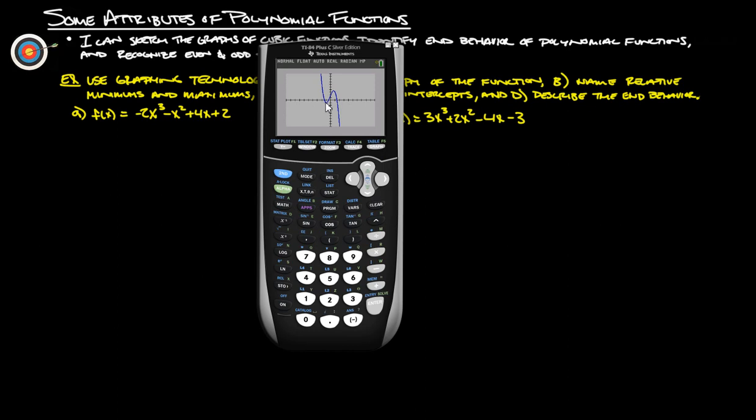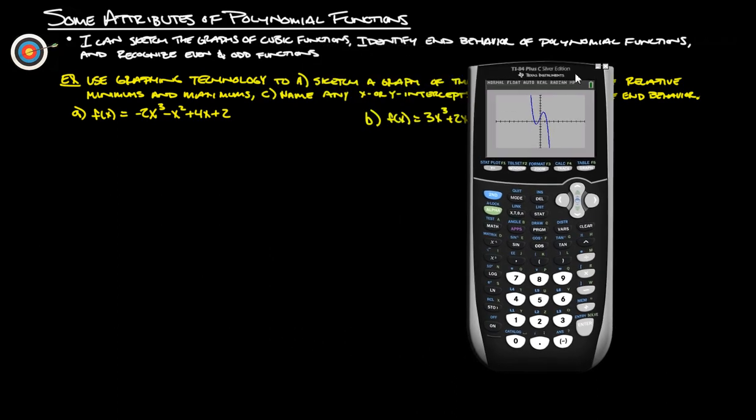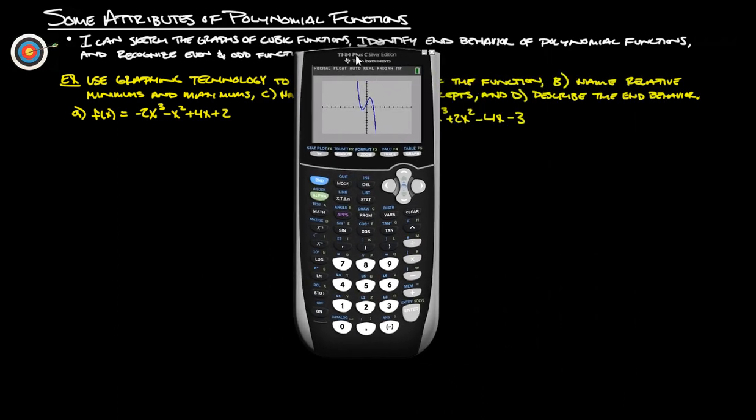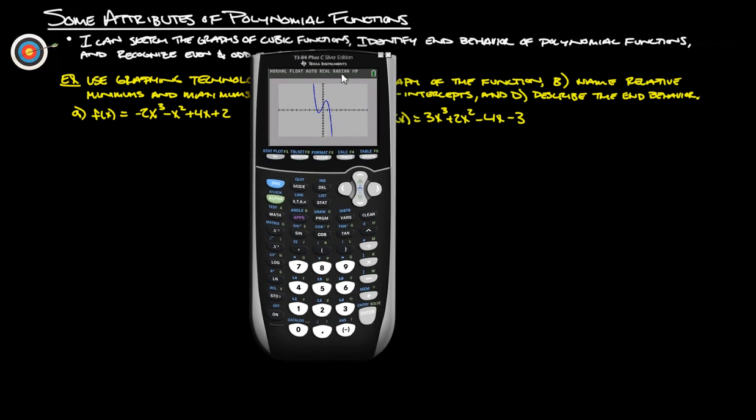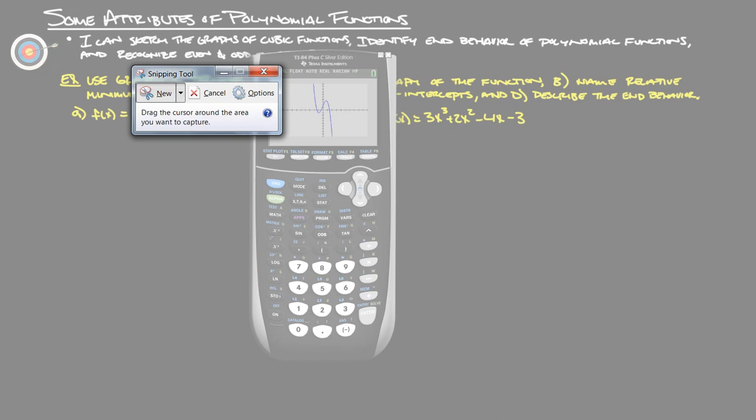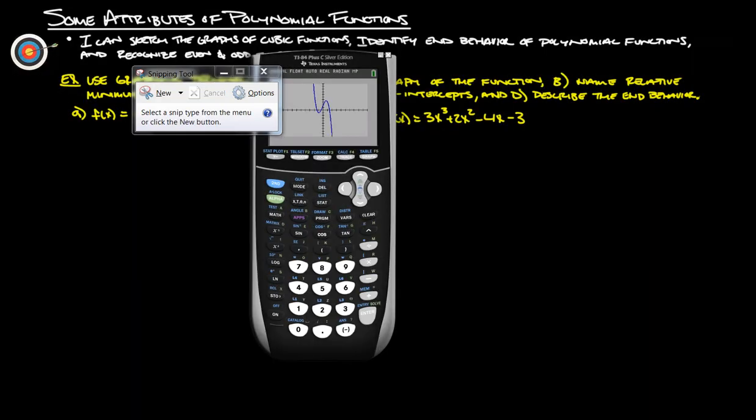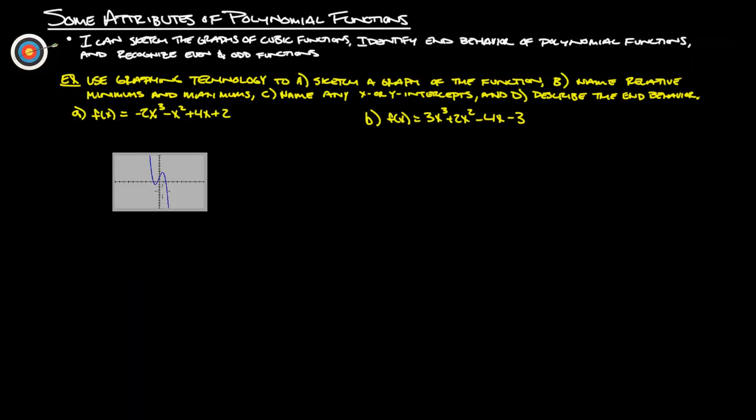So it says to sketch a graph of the function. So let's sketch that. I'm going to cheat because I can actually take a snip of that, and then I can draw on top of it. So I'm going to do that. Okay, here's my snip. It's pretty small, but it's okay. It should work well enough.